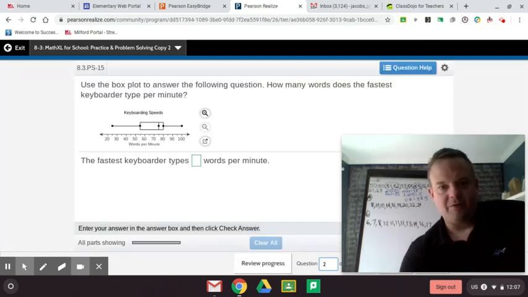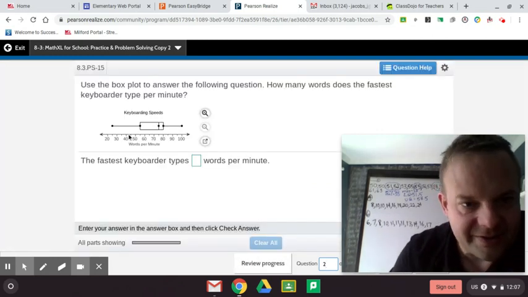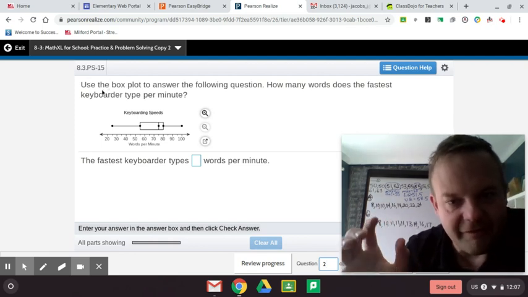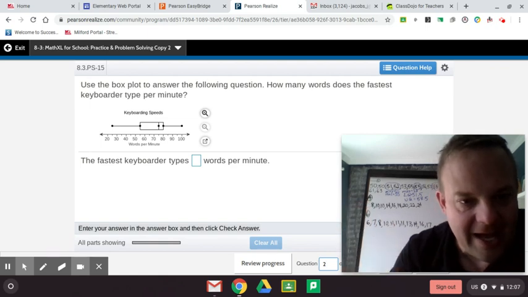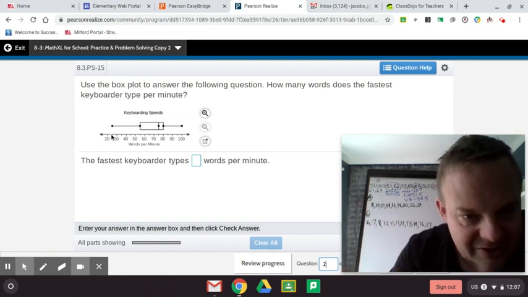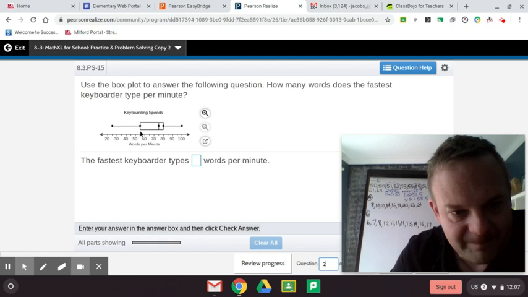Okay, we're rocking and rolling. Oh, I love this. Okay, so this is a keyboarder. Use the box plot to answer the following questions. How many words does the fastest keyboarder type per minute? So this is the slowest. The slowest types 25 words per minute. This is the bottom 50% going from here to here, and this is the top 50%.